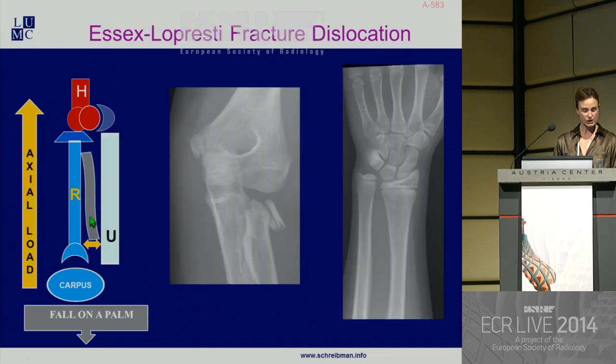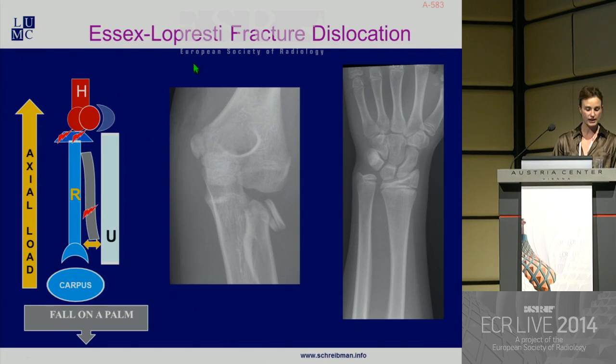And sometimes when we have a fall on a palm, this axial load can impact directly at the level of the head of the radius, with also an associated fracture at the level of the membrane between the radius and the ulna, causing at the same time also a dislocation of the distal radioulnar joint.